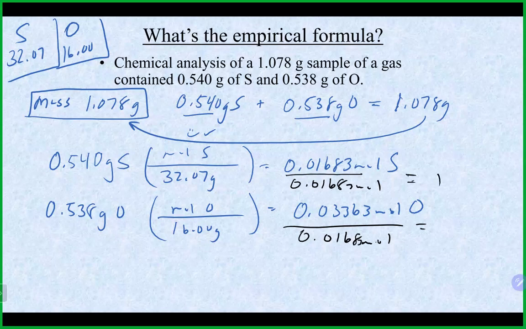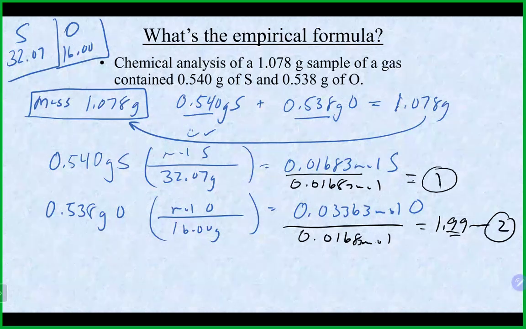And if we divide out our other one here, 0.01683 gives us about 1.99, which is pretty close to 2 in this case. So again, this is close enough to round. Obviously, 0.33 is too far away. Now, at this point, that means we hit all whole numbers. So our empirical formula in this case should be SO2.